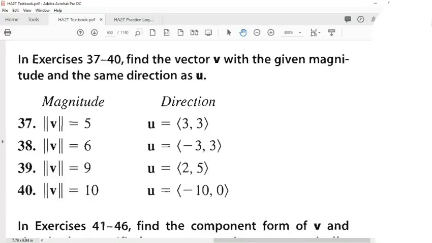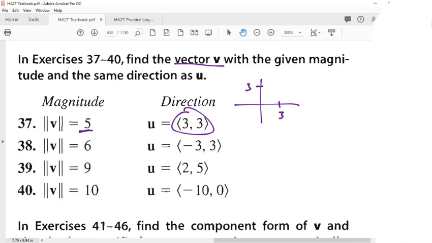All right, let's find this vector v. It has a given magnitude, and it's pointing in the same direction as the vector u. One way to do this, I think the simple way, and here's a visual for y'all, is this: we're going to call this 3 right here.